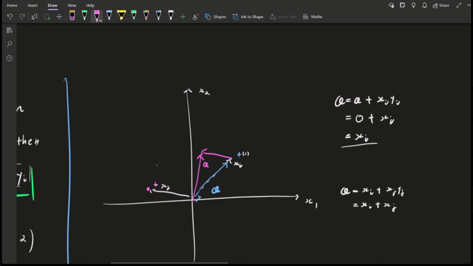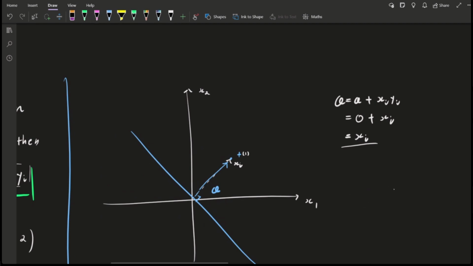So let's see. Okay, and now erase this. Okay, so let's say your class is negative and it's here, which is classified wrongly, right? And again, we call this sample xj or something. So this is xj. This is the vector that points to this point, and it's -1. So your new theta is xi plus xj yj, which yj in this case is negative, so xi minus xj.